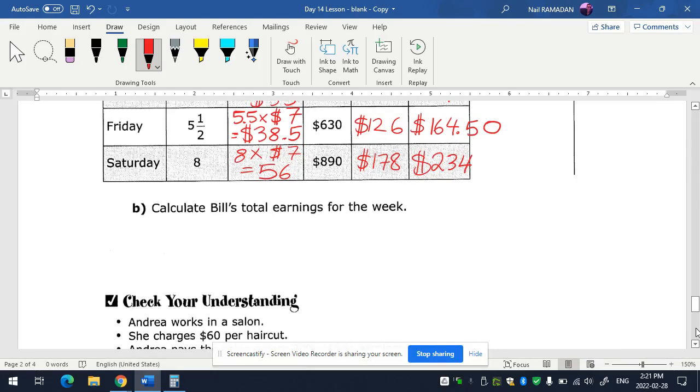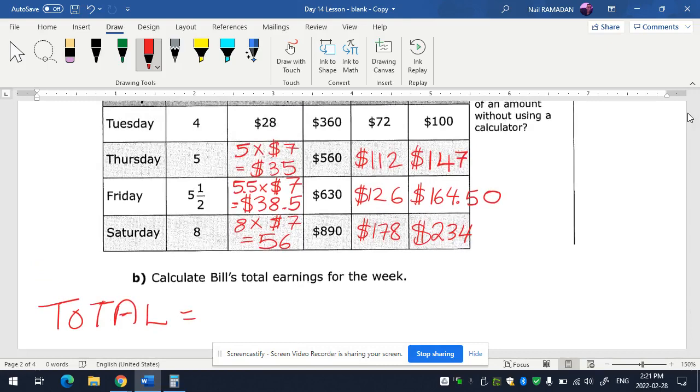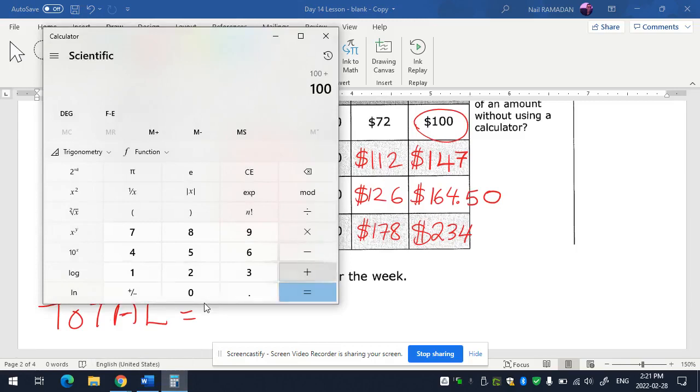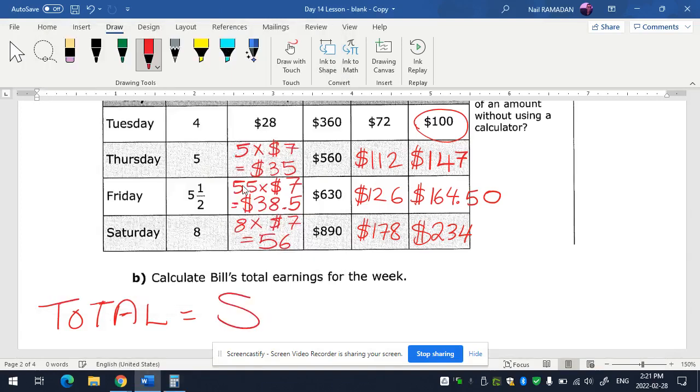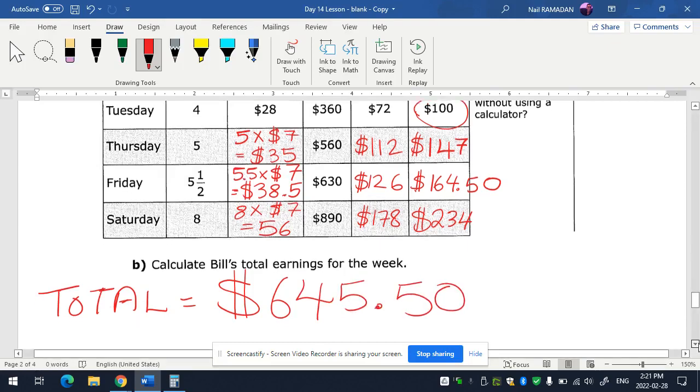Okay, total earnings. Just add the 4 numbers together. So, total for that week equals, well, by the way, include the 100. So 100 plus 147 plus 164.50 plus 234 is $645.50. Don't forget the 50 cents.